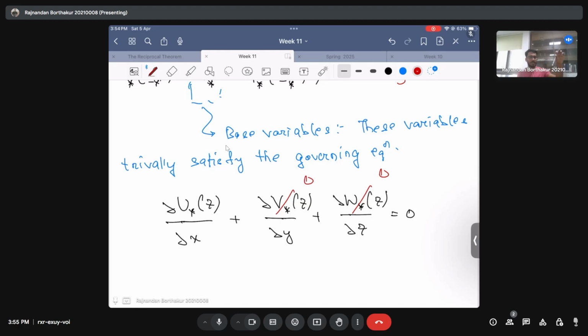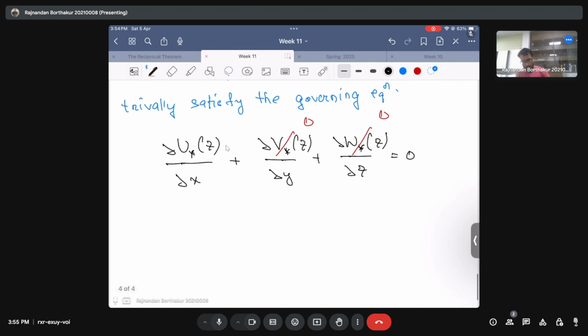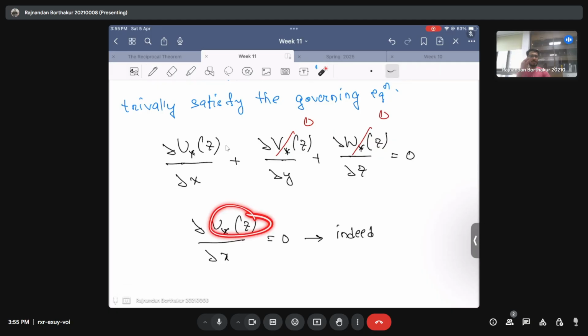But we know that these quantities are not there at all because the base flow is unidirectional, and we just have its component only in the x direction, which means that del u star z by del x is equal to 0, and this is indeed true. Why? Because my base flow is just a function of z, it is not a function of x. This means that the capital U star z trivially satisfies the continuity equation.